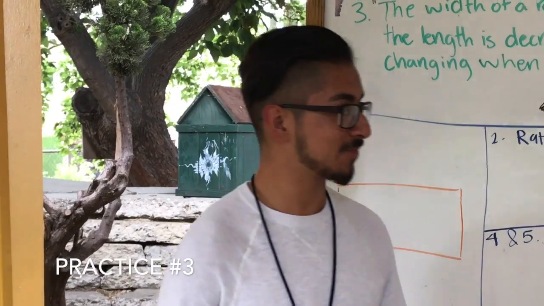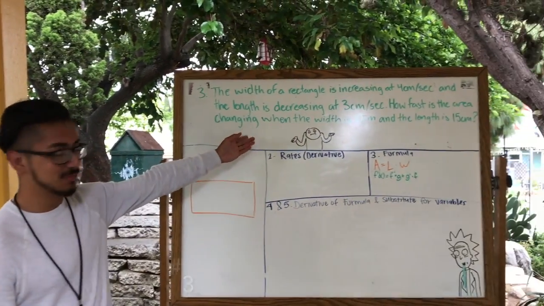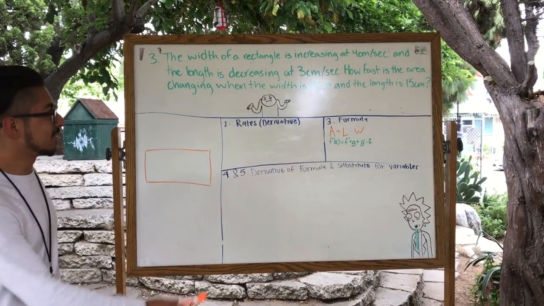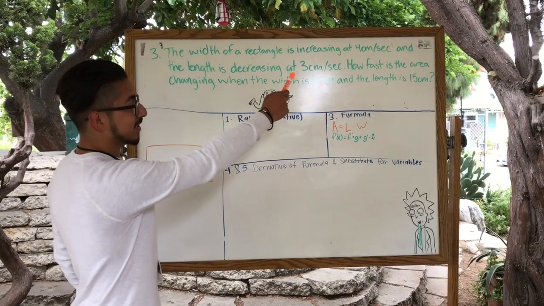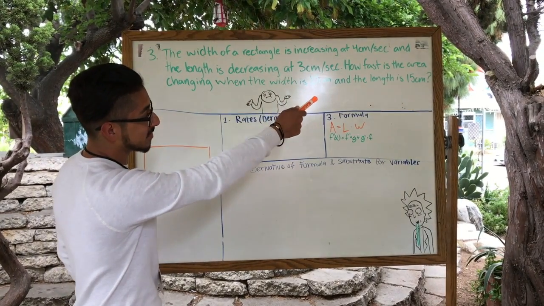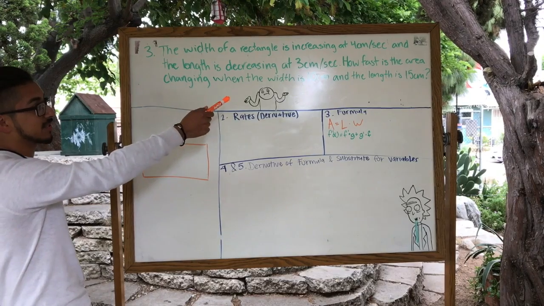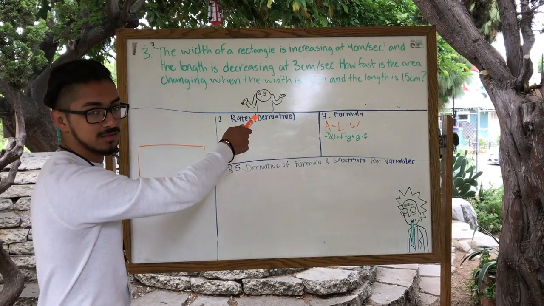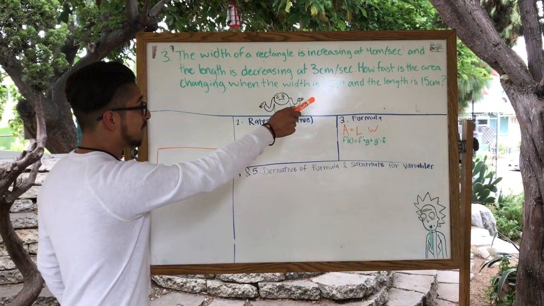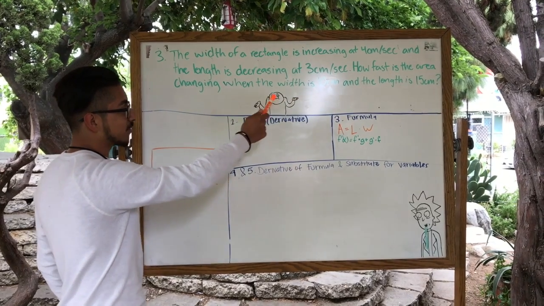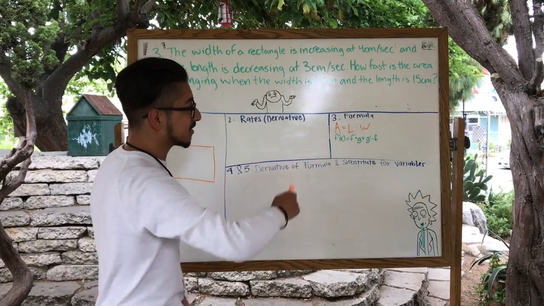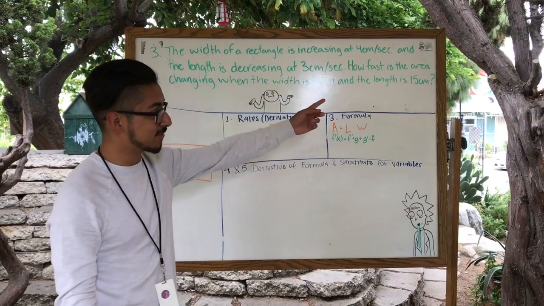Okay, so today we're going to be doing the third problem, which involves a rectangle. The width of a rectangle is increasing at 4 centimeters per second, and the length is decreasing at 3 centimeters a second. How fast is the area changing when the width is 10 centimeters and the length is 15 centimeters?